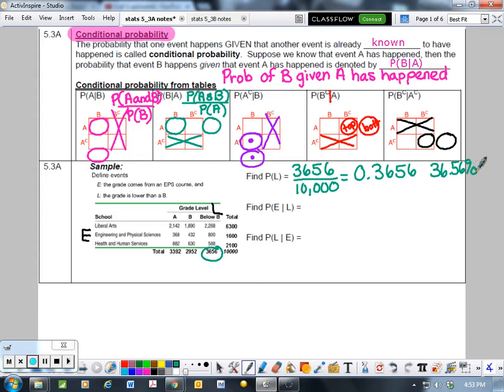Okay, the probability of E given L. So I know L has occurred, so pretty much I'm not even paying attention to this. And so I want to know the probability of E. So my E for that group is 800 over my total for L, 3656. And that's our conditional probability. So 800 divided by 3656, 0.2188.